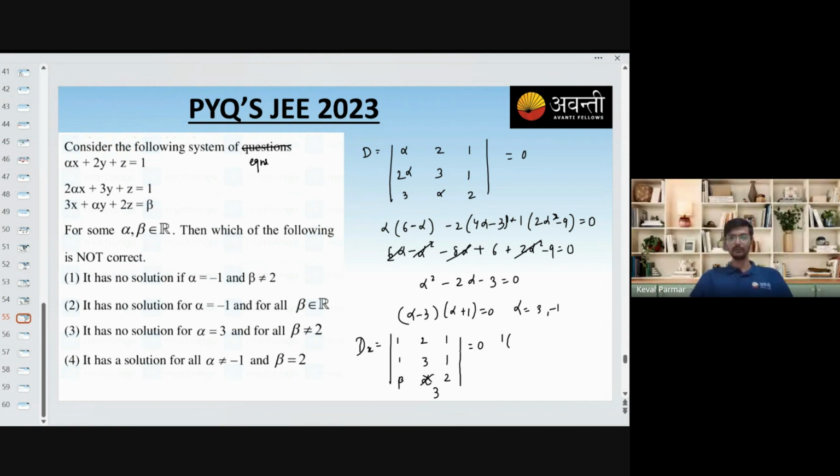So I'll get 1 into 3 to the 6 minus 3, 3 minus 2 into 2 minus beta plus 1 into 3 minus 3 beta. So 1 minus beta equals 0. So 3 minus 4 plus 2 beta plus 3 minus 3 beta equals 0. So this will be minus beta minus 1 plus 3 plus 2. So minus beta equals minus 2. So beta is 2.